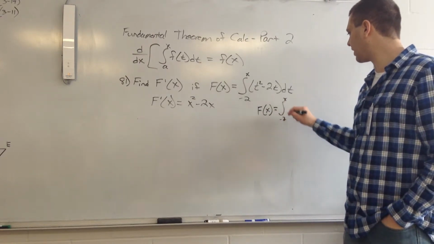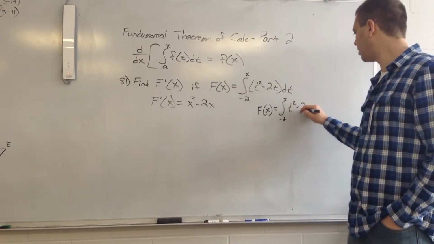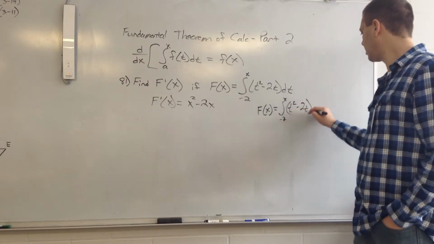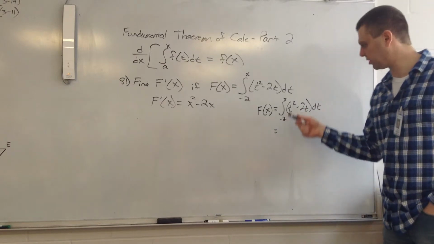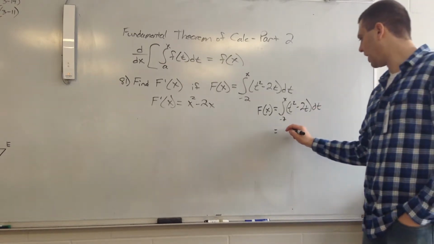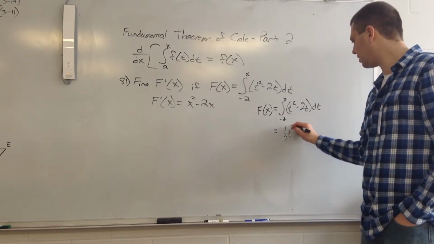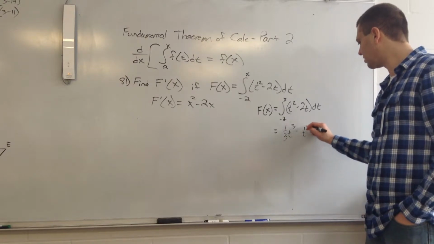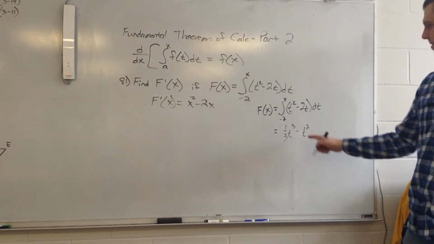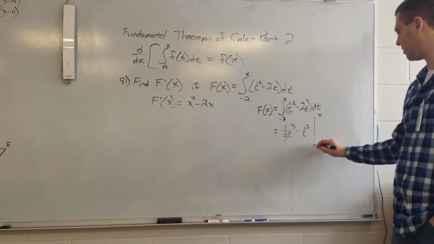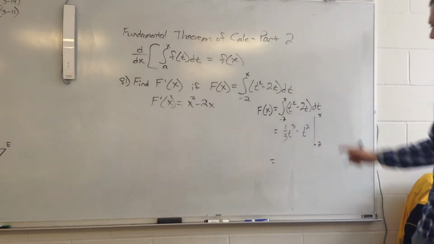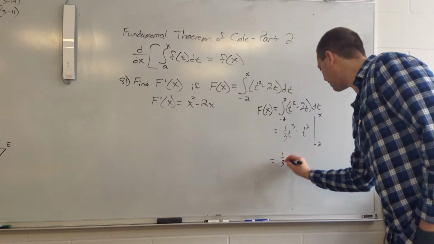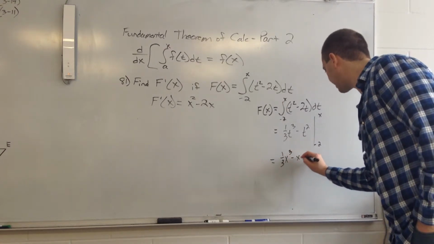So -2 to x, t squared minus 2t dt. So let's just use the first one. Let's do the antiderivative of this. I would get 1/3 t cubed minus t squared, right? And that's from negative 2 to x. So then let's plug that in. I get 1/3 x cubed minus x squared.